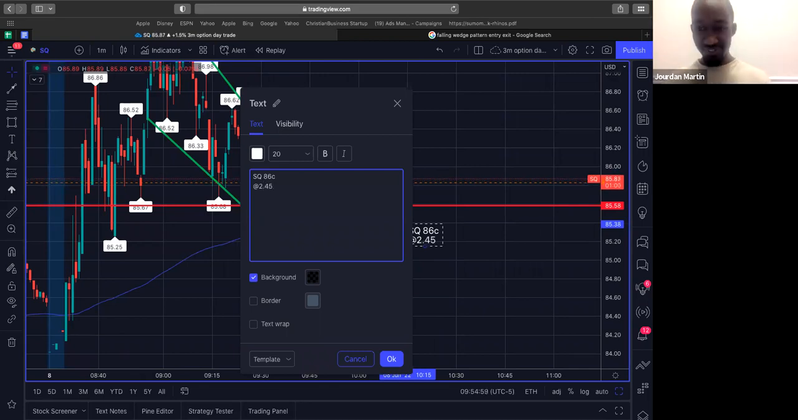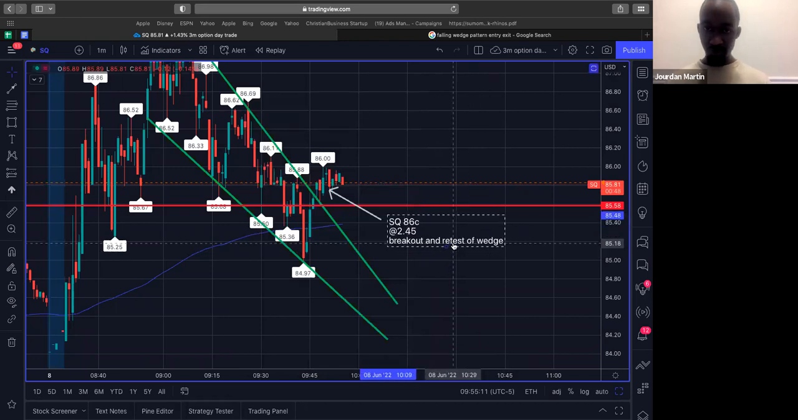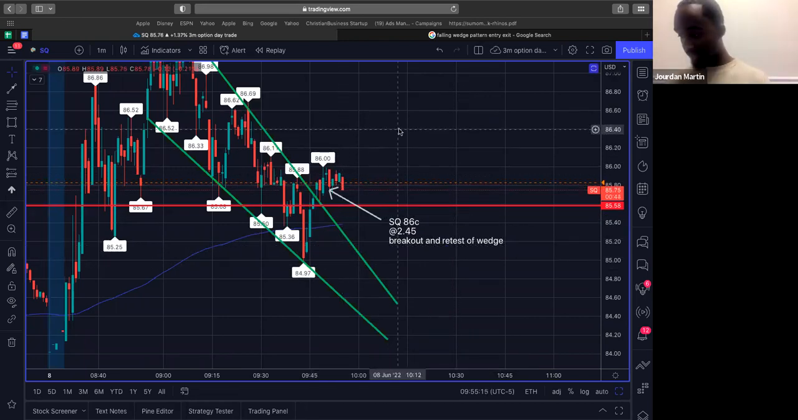All right. So I got in 86 calls at 245. Breakout and retest of wedge. Cool. So that's what I entered. That's what I got. Right now I'm down 4.4%.